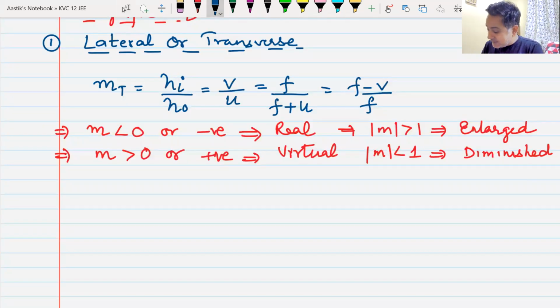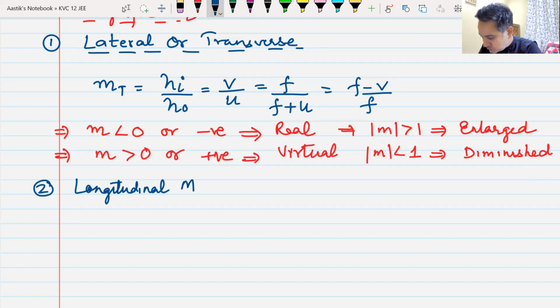Then what is the second type of magnification? Longitudinal magnification. Let us see how many of you remember it. Let me call it ML. Now tell me, what is the definition of ML? How do I find ML?